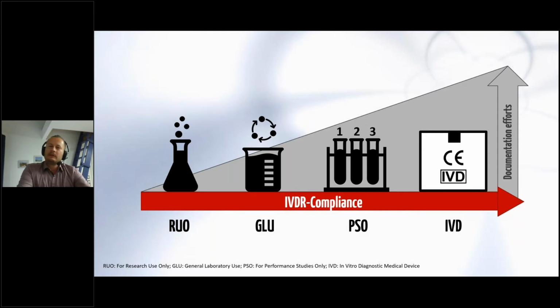So to say, a pre-phase or pre-status of IVD products is the so-called products for performance studies only, which is abbreviated with PSO here. These are products which already fulfill the general safety and performance requirements, but do not have yet a proven clinical performance. So therefore, they are used to assess the performance of the device before a manufacturer can place an IVD product onto the market. So there you see the documentation efforts and may understand why some manufacturers choose to provide only research use only products onto the market.